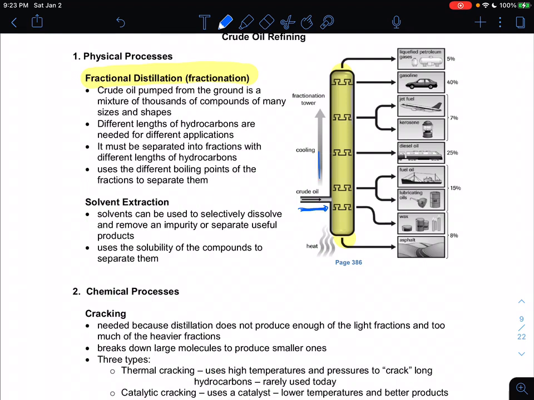As you move up the tower, it gets cooled, so the temperature is lower. As these crude oil particles move up the tower, they cool down and condense into liquid, and then they're drawn off at different heights in the tower until you're left at the very top where you've just got gases. So that's the very first process, fractional distillation, and it just uses boiling point as a means of separating out hydrocarbons of different lengths.